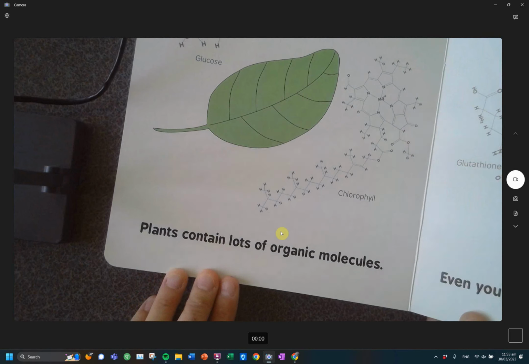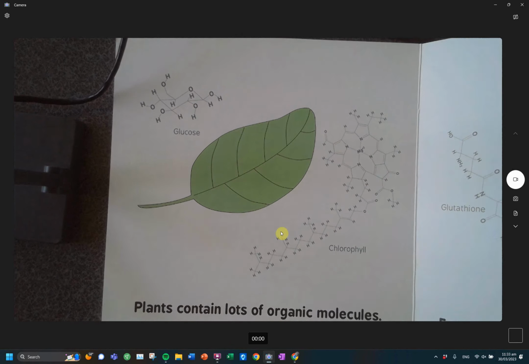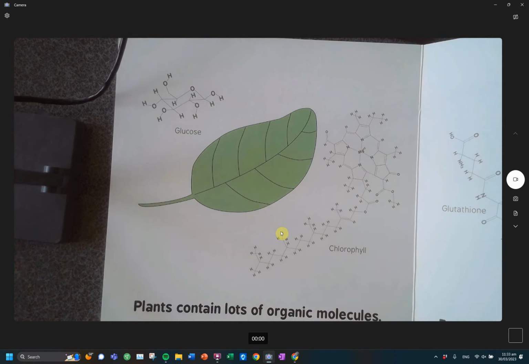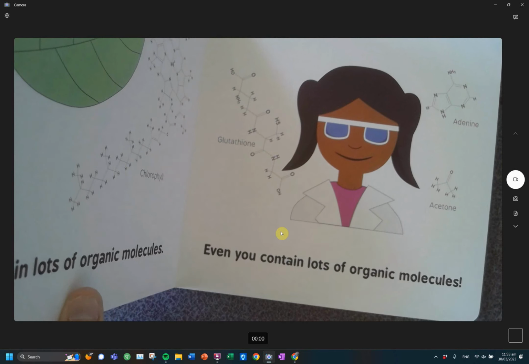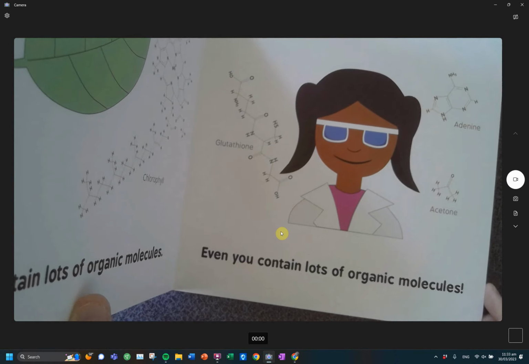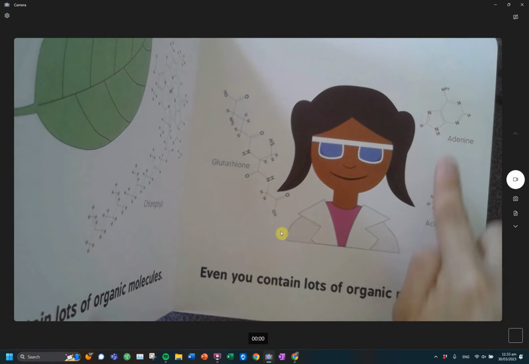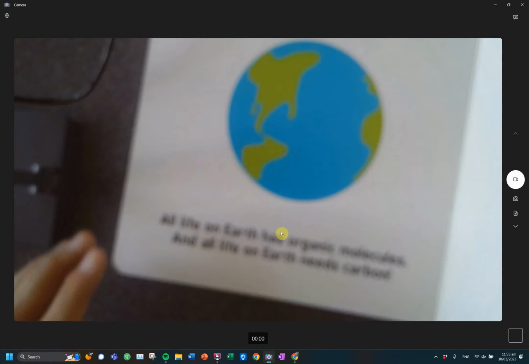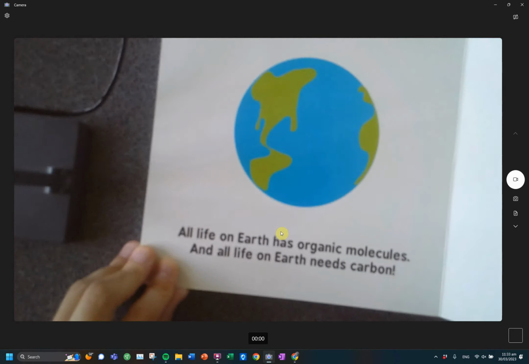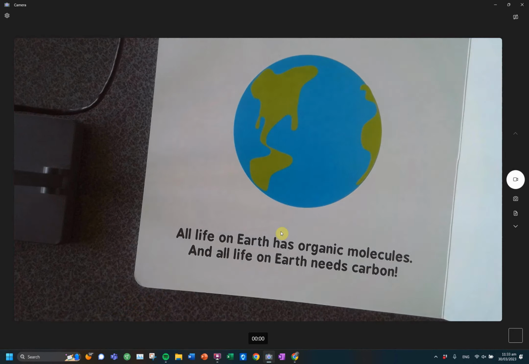Plants contain lots of organic molecules. So you guys are learning about plants in biology again. This is chlorophyll, which is what's responsible for converting that light energy into chemical energy. Glucose is the sugar that we store that energy in. So you see, lots of organic molecules. Even you contain lots of organic molecules. And you can see there's a person, and then some examples of stuff that we are made up of. All life on Earth has organic molecules, and all life on Earth needs carbon.